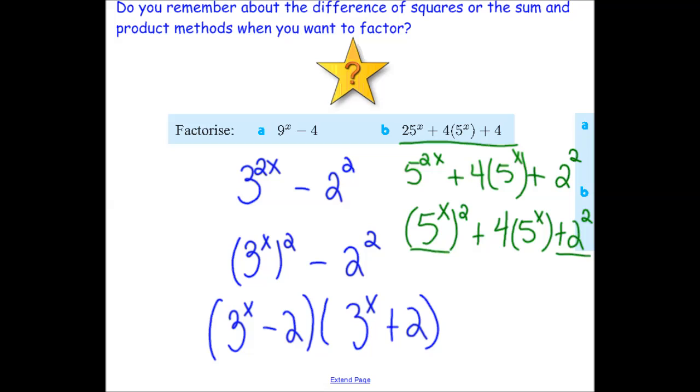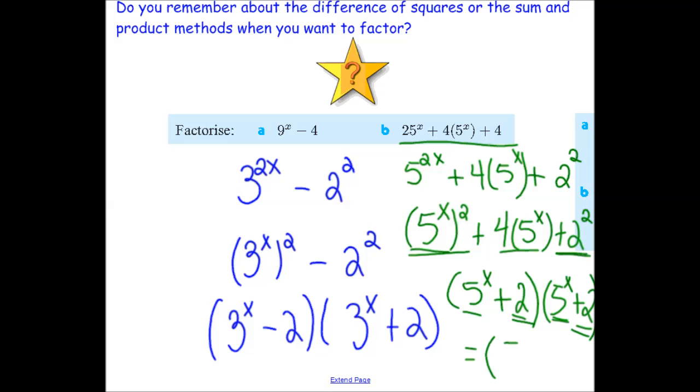So these are both perfect squares, and what that gives us is 5 to the x plus 2 times 5 to the x plus 2. Okay, and if we FOIL this again, 5 to the x times 5 to the x gives us 5 to the x squared. Perfect. We'll have 2 times 5 to the x twice, which will give us 4 times 5 to the x, and then we'll have 2 times 2, which gives us 2 squared, or 4. So we've really got 5 to the x plus 2 squared. So it's important that you're able to recognize both of these forms, a difference of squares and a perfect square.